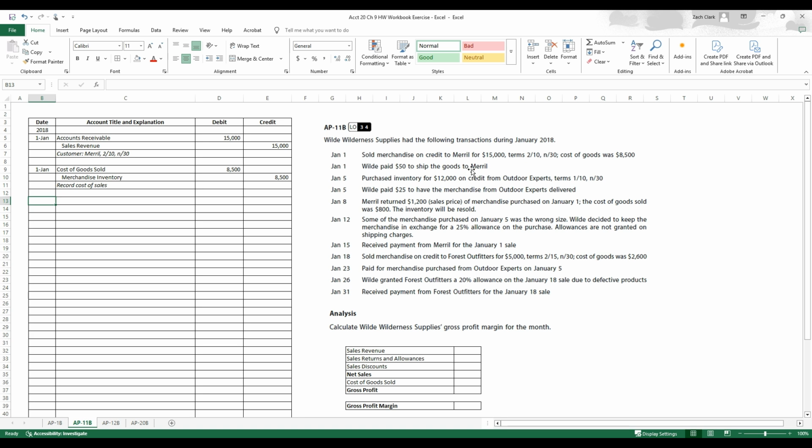And then we paid $50 to ship the goods to Merrill. And just a reminder, when you see shipping expense related to the receipt of inventory coming into you, if you're buying inventory and you paid that shipping cost, it's going to increase your inventory value. But when it's us as a seller just selling the inventory and paying the shipping expense, we just record that as shipping expense. So it doesn't do anything to the inventory value specifically.